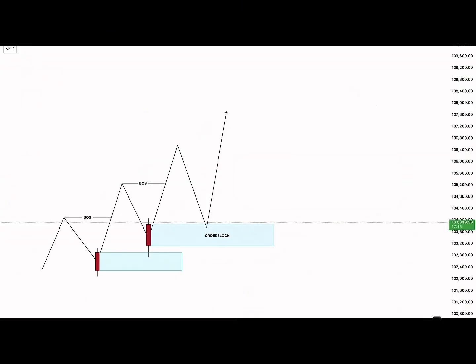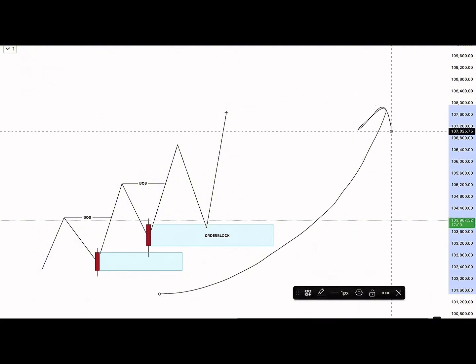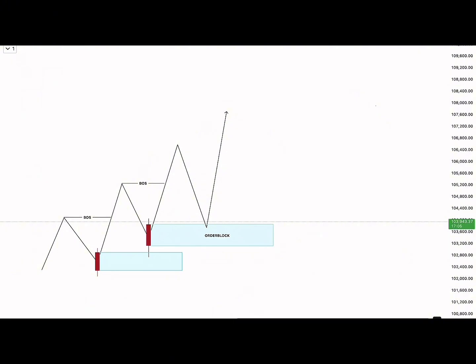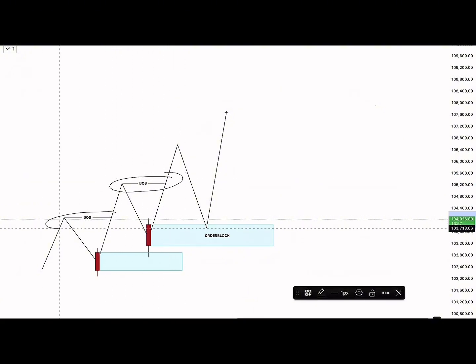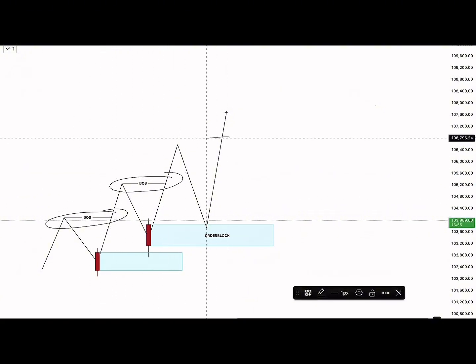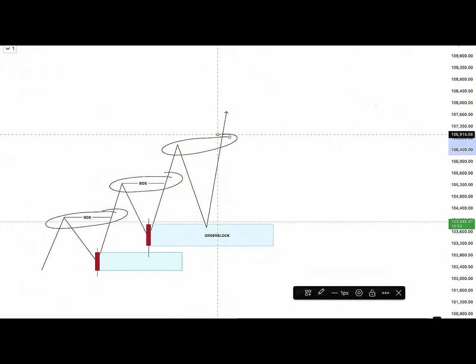So the first thing that you do while conducting any analysis on your TradingView is to determine the trend of the markets. In this case, we have our trend of the market to be what? An uptrend. After determining the trend of the market, the next thing that you do is to look for possible break of structures. In this case, we have our possible break of structure to be this. We have our possible break of structure to be this. We have a break of structure to be this.